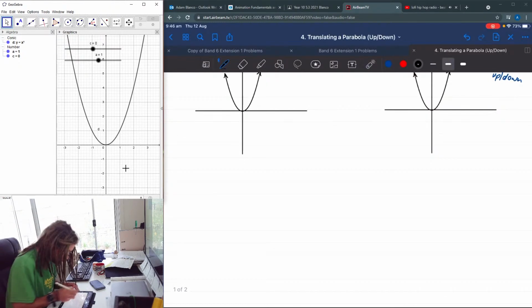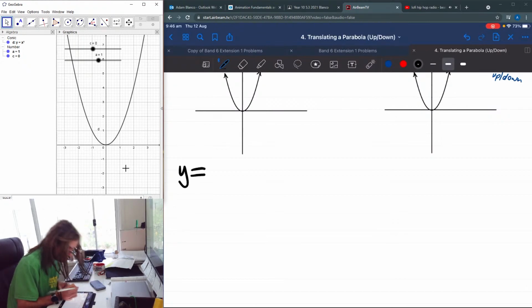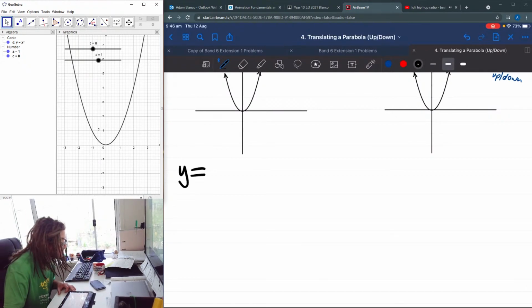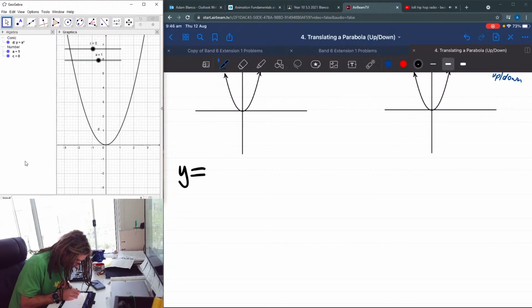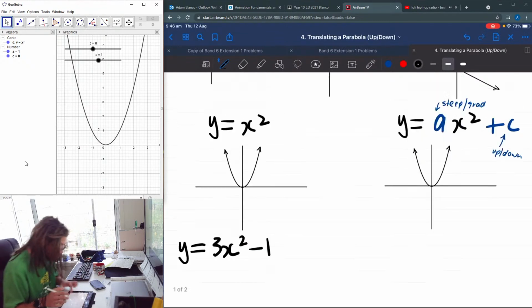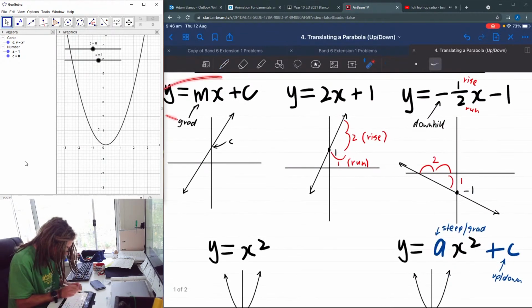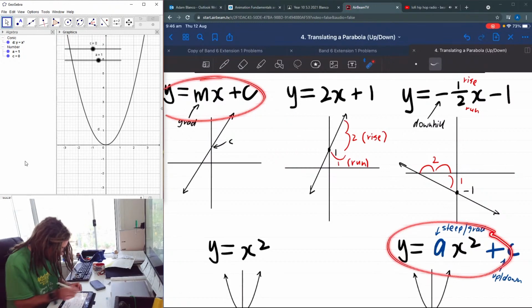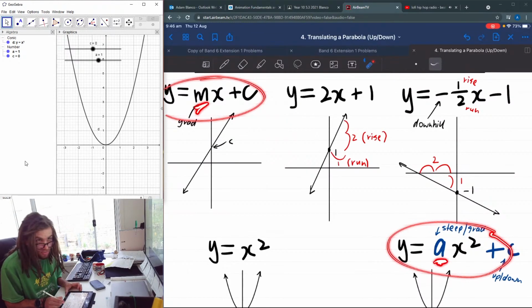So let's go over some examples. Let's suppose I've got y equals 3x squared minus 1. So you can see that this and this are exactly the same, except I don't use m, I use a. It doesn't really matter, you can use an m if you want. And then there's still a plus c on the end, it just moves it up and down, the same thing.